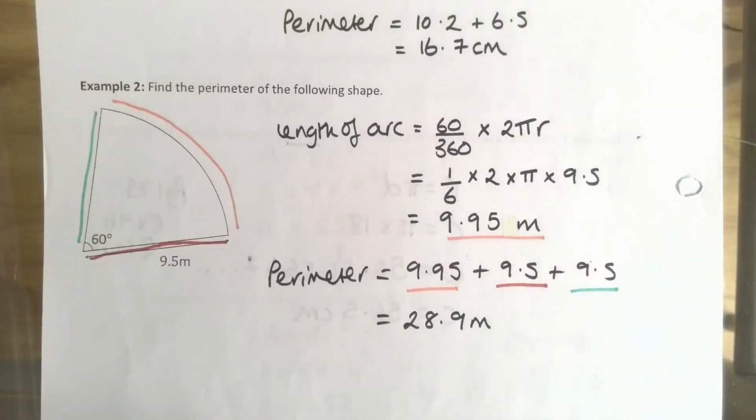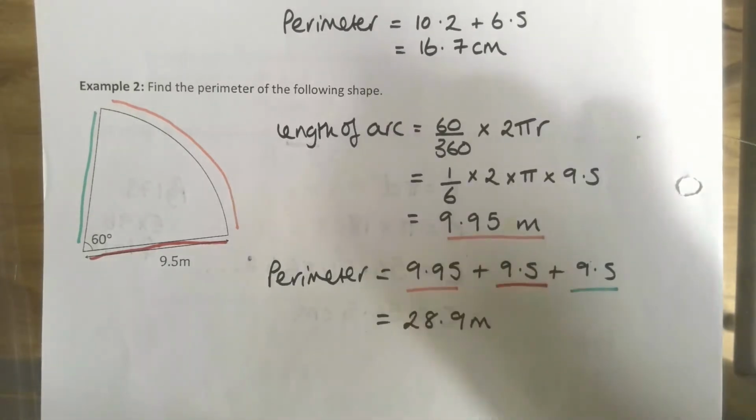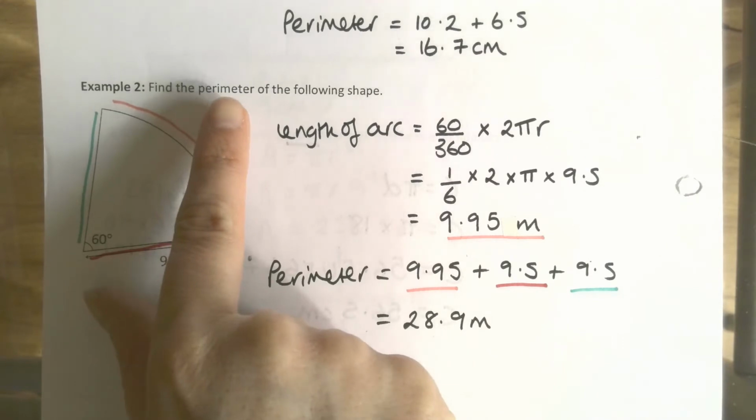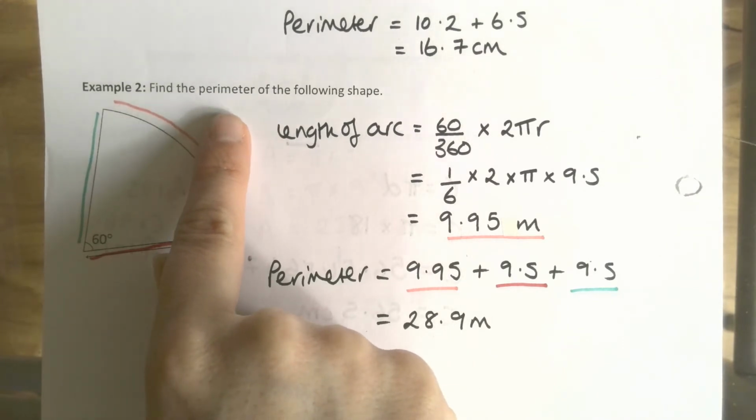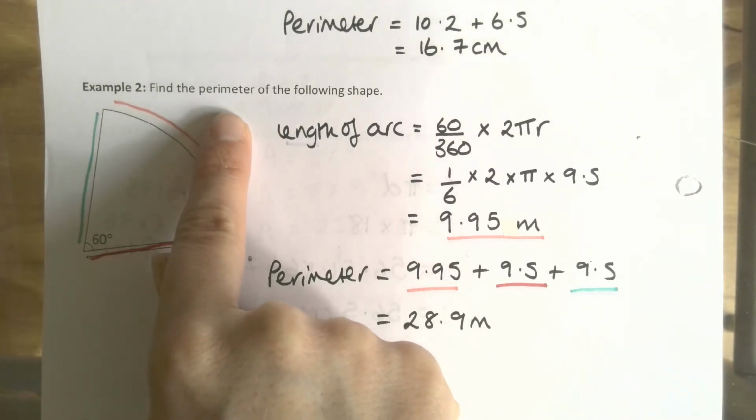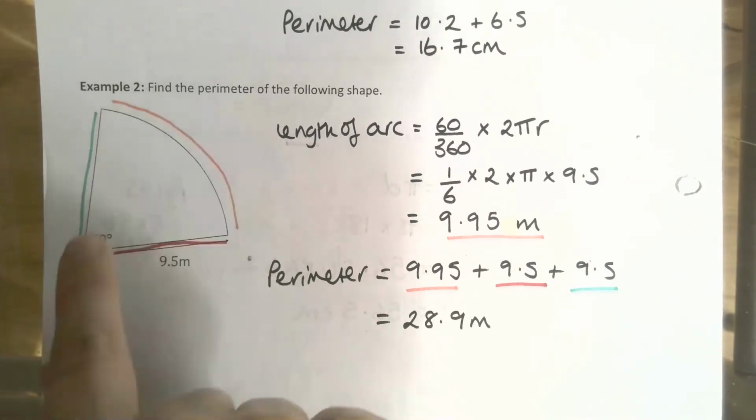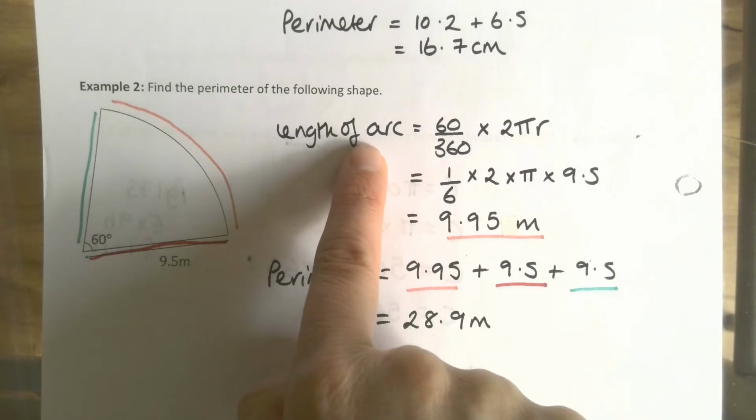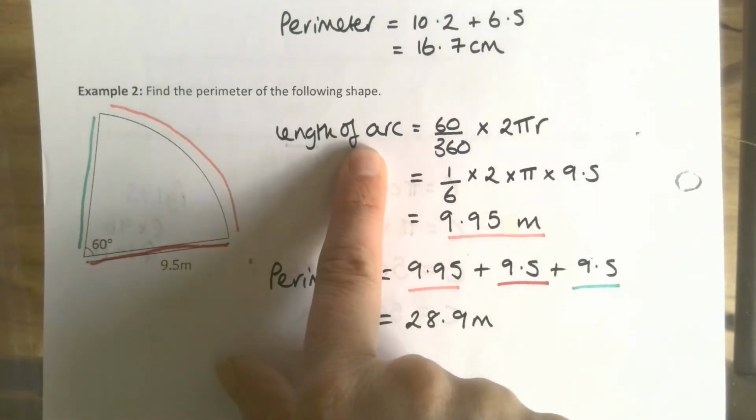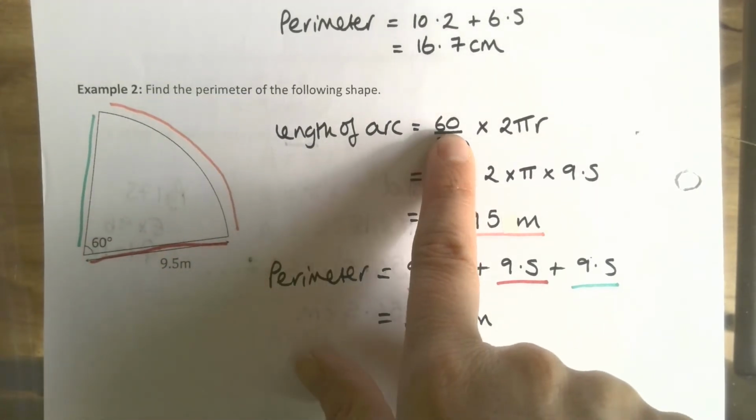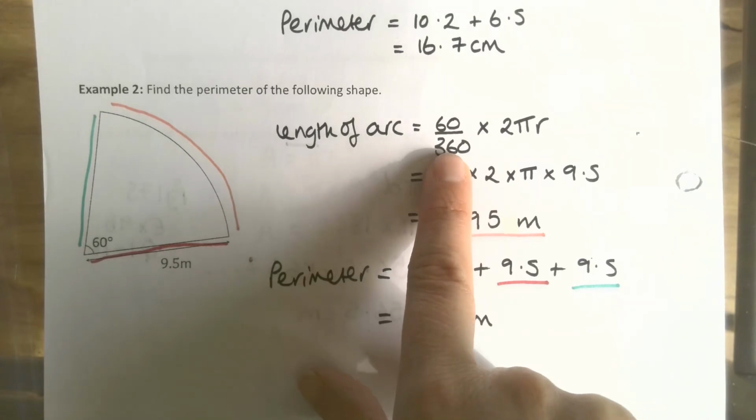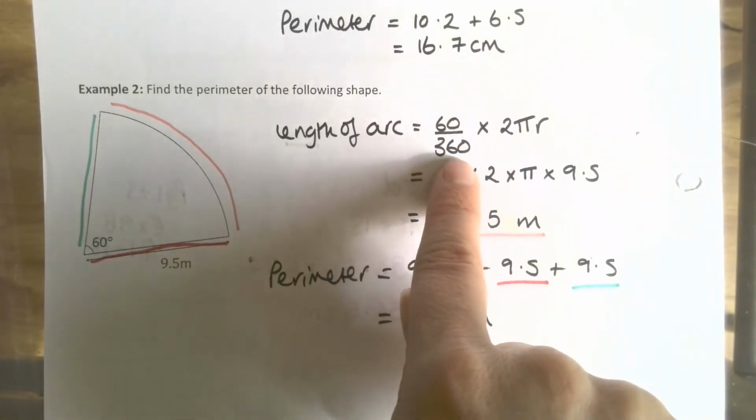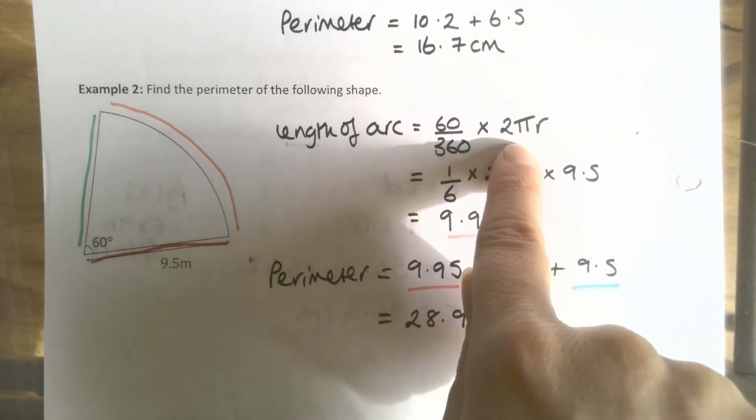Right, example 2 on the same page. Again, this one's asking for perimeter. Now careful, the questions won't always ask for perimeter. Sometimes they'll just ask for the length of the arc. This time our angle was 60. And for the length of the arc, we use our equation from the top of the page there. Whatever angle we have, 60 over 360, because that's the fraction of the circle that we have, multiplied by the equation for the circumference.